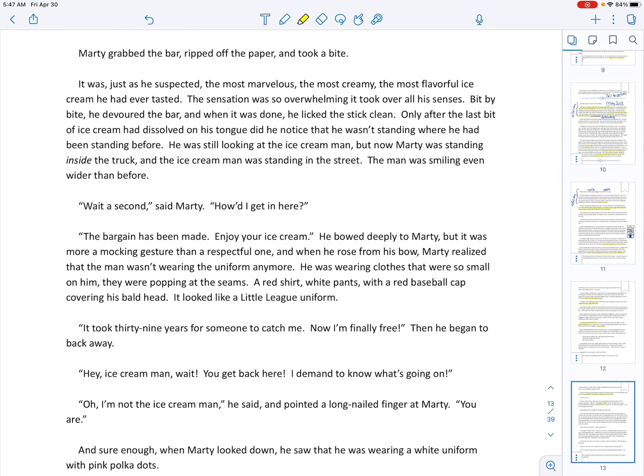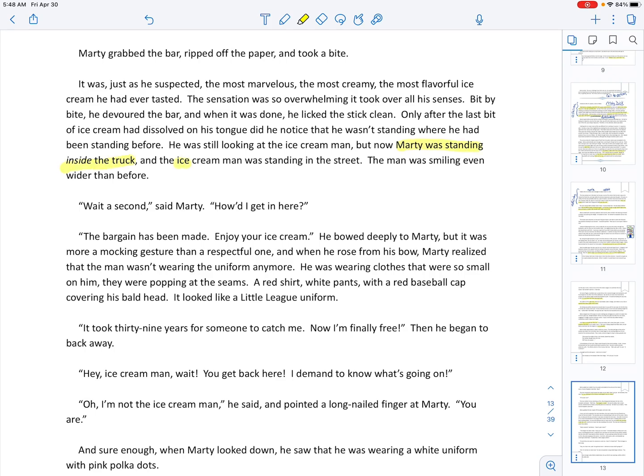Marty grabbed the bar, ripped off the paper, and took a bite. It was, just as he suspected, the most marvelous, the most creamy, the most flavorful ice cream he had ever tasted. The sensation was so overwhelming, it took over all of his senses. Bit by bite, he devoured the bar, and when it was done, he licked the stick clean. Only after the last bit of ice cream had dissolved on his tongue did he notice he wasn't standing where he had been standing before. He was still looking at the ice cream man, but now Marty was standing inside the truck.